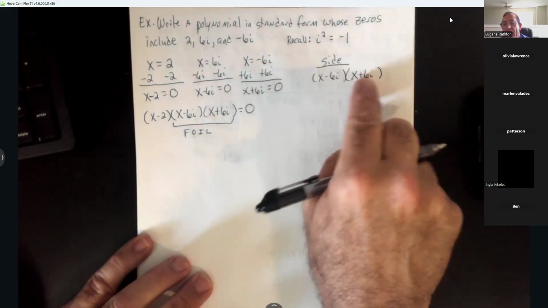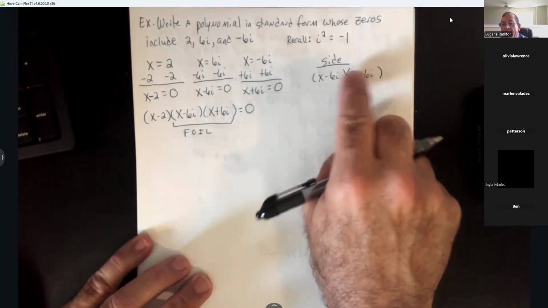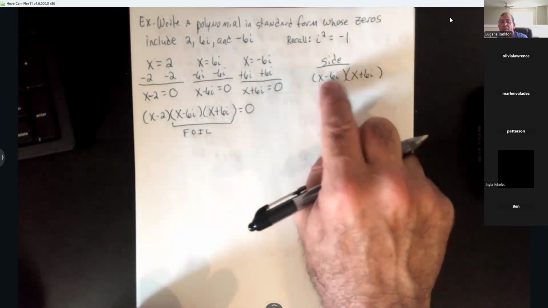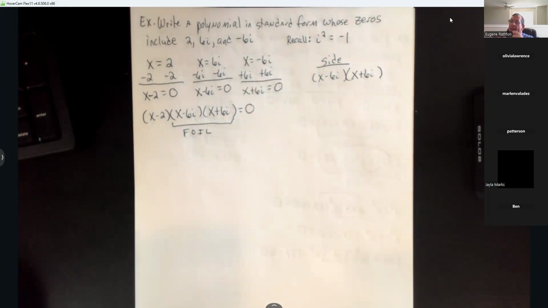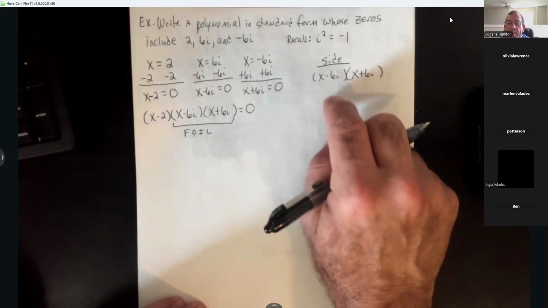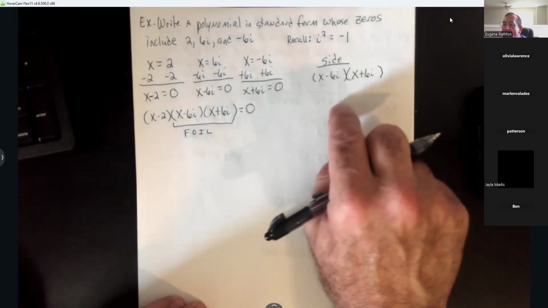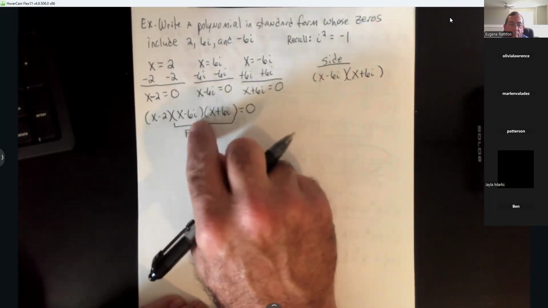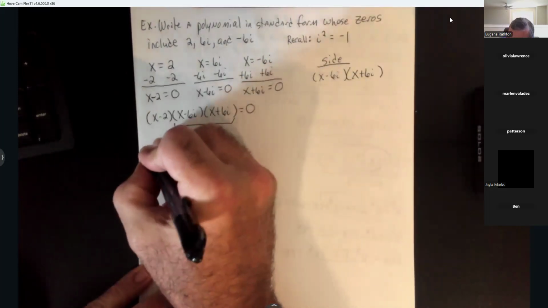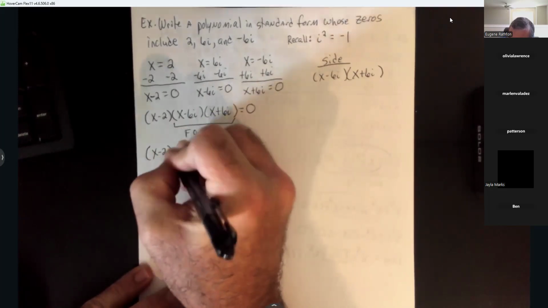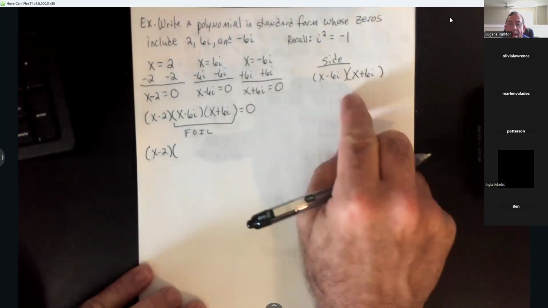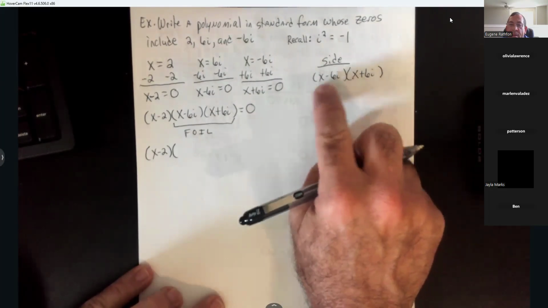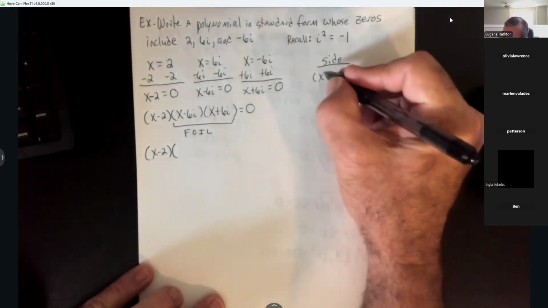The nice thing about conjugate pairs when you multiply imaginary stuff is that the imaginary i goes away when you FOIL. So when I'm done, I will not have any more i's in my problem. Then I'll bring it over here and replace that. So this x minus 2 is coming down for the moment, and we're going to multiply by whatever this gives us. So let's FOIL this.